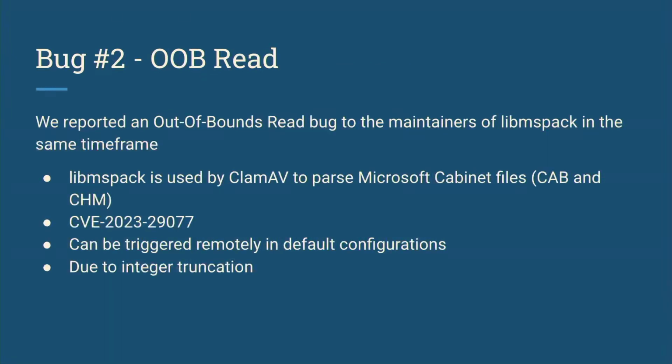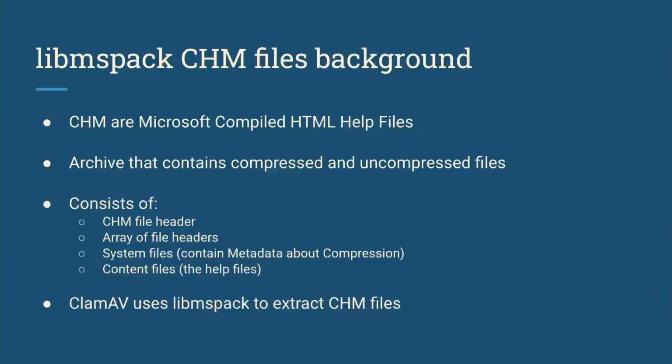So we reported an out-of-bounds read in roughly the same time frame to the maintainers of libmspack, which is an open source library to scan Microsoft cabinet files, which are archives used by Microsoft. And ClamAV uses this library to parse some of these archives. The out-of-bounds read is tracked as CVE-2023-29077. And it can be triggered in default configurations as well, and it occurs due to an integer truncation, as we'll see. So I just want to give a quick background on the CHM file format.